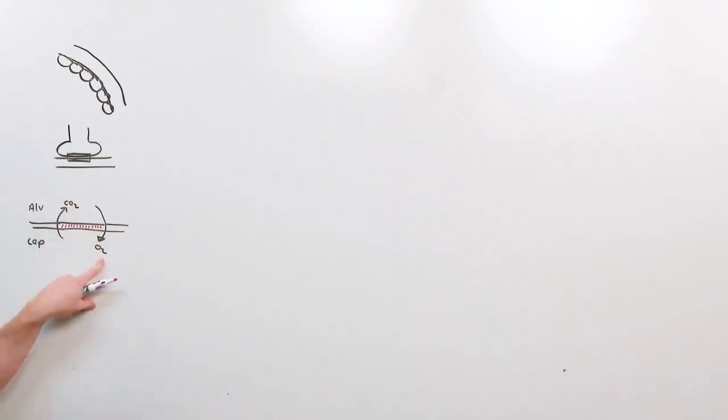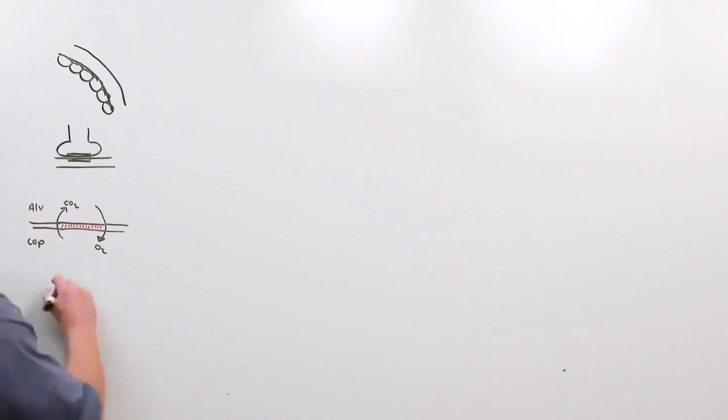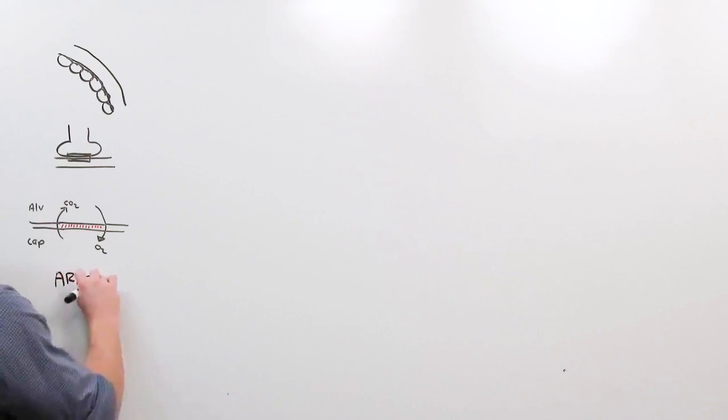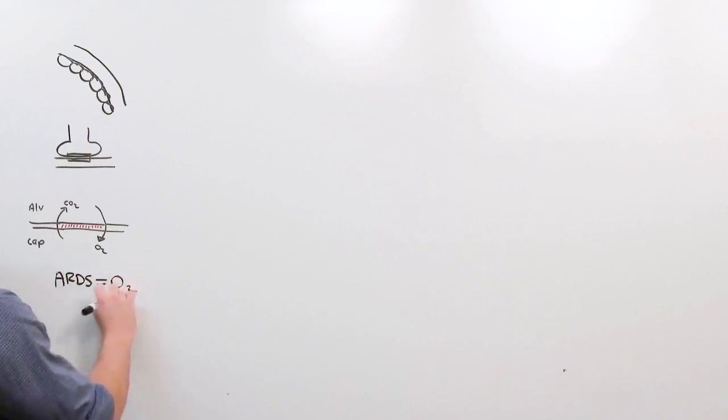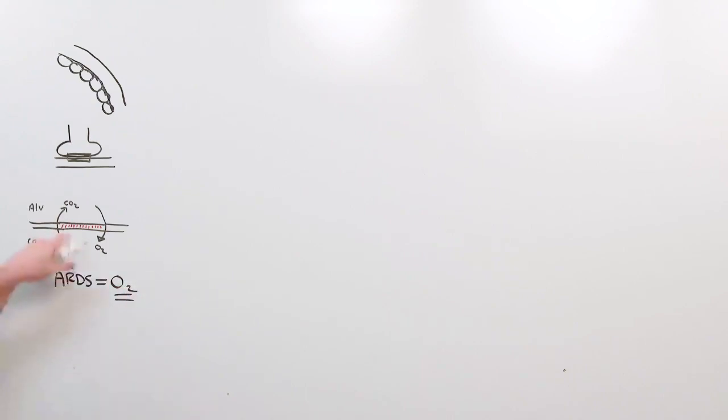Oxygen is diffusion limited, which means that the bigger the barrier, the less the oxygen can move. CO2 is perfusion limited, and therefore it doesn't matter what the diffusion barrier is. So what you're going to see as we move forward is that ARDS is all about oxygen. This is normal, right? The alveolar capillary membrane is small, oxygen can diffuse no problem.